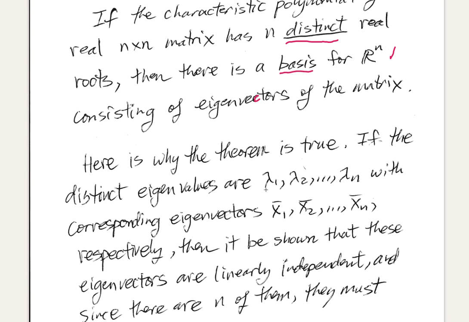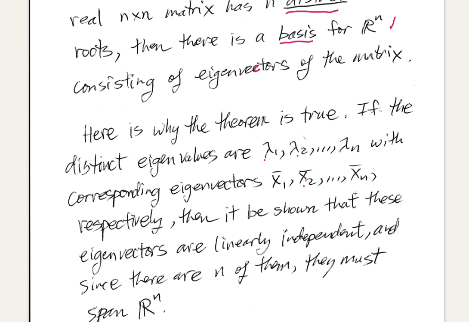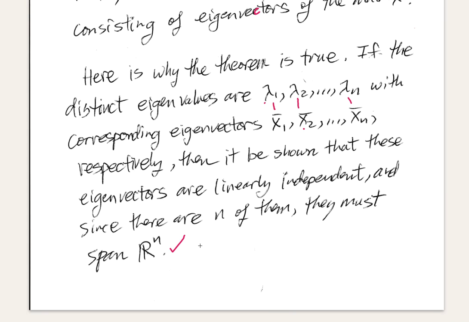If the distinct eigenvalues, that means they're all different, are lambda 1 through lambda n, with corresponding eigenvectors x sub 1 through x sub n, respectively, so this guy corresponds to this guy corresponds to that guy, and so forth on down the line, then it can be shown that these eigenvectors are in fact linearly independent, and since there are n of them here, they must actually span Rn. So they must be a basis.